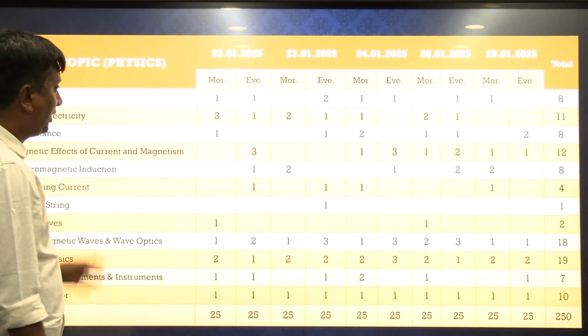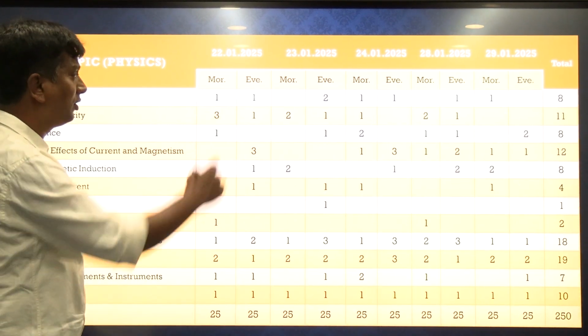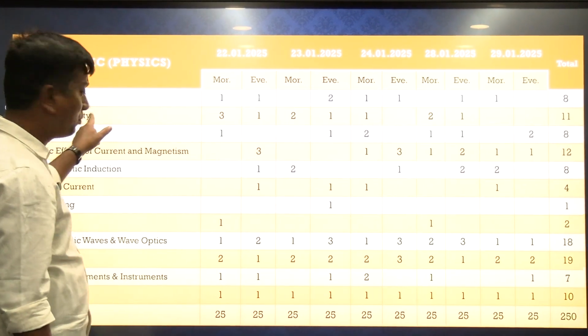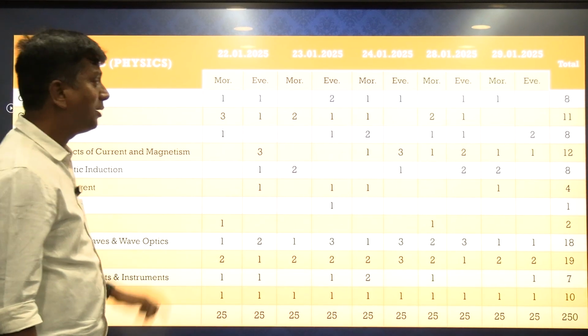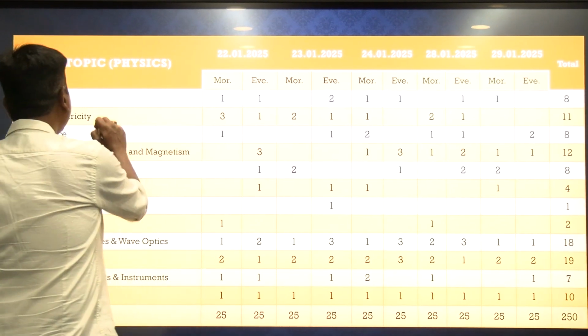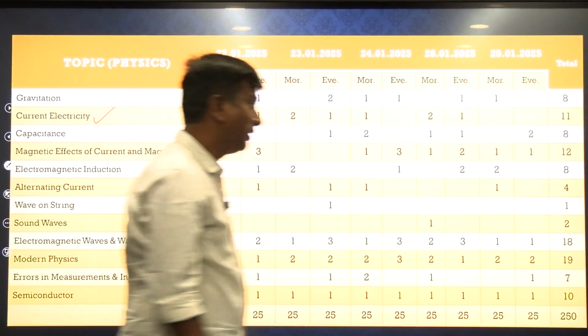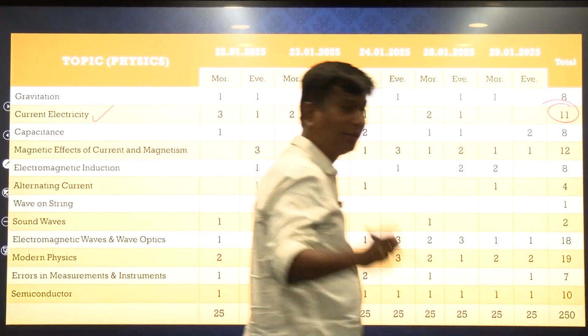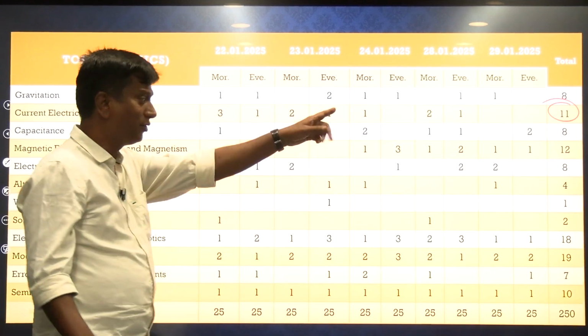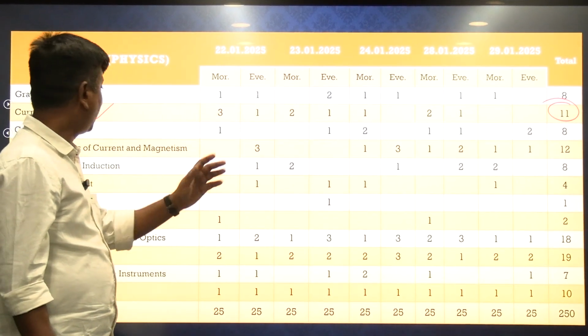Next, when it comes to gravitation, you got 8 questions. And one more important chapter in electricity and magnetism is current electricity, which students generally feel a lot more comfortable with. Yes, you got 11 questions, means every paper you got 1 question in current electricity.